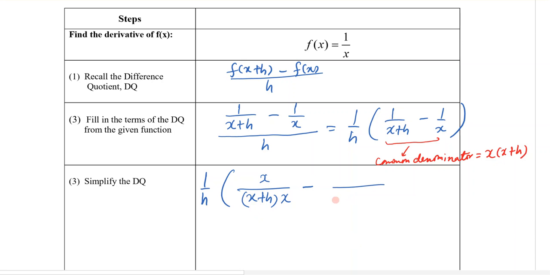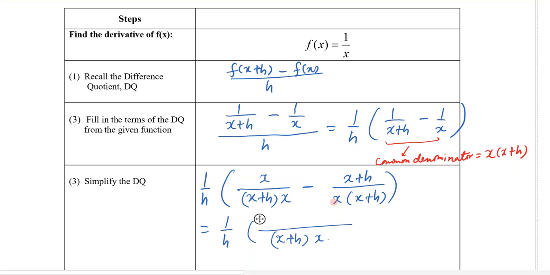Similarly, here we already have x, but we need x plus h, so again we're going to multiply by x plus h in the numerator. So bringing the fractions together, in the denominator we have x plus h times x, and in the numerator we have x minus x plus h. So be careful, sometimes people don't change this to negative in this step and then they make a mistake. So don't make the same mistake.